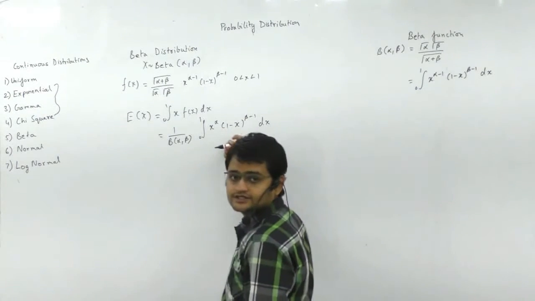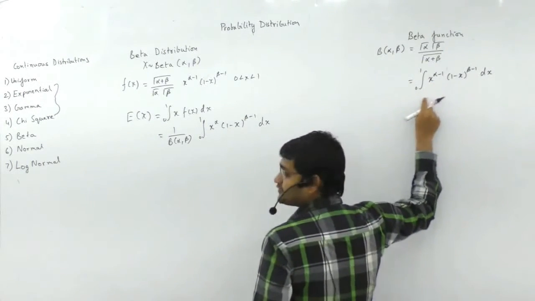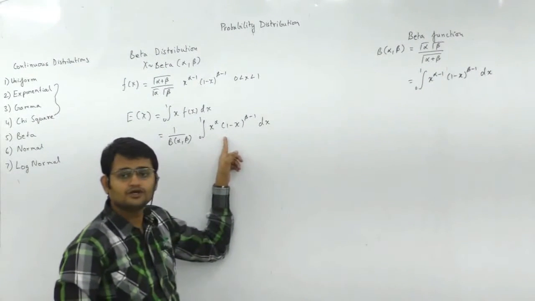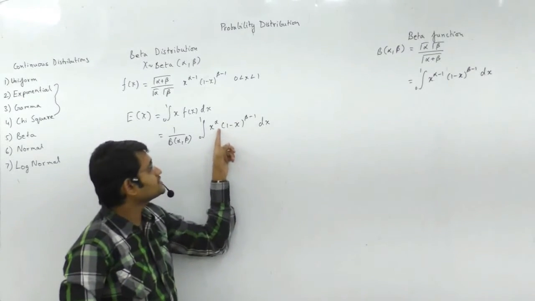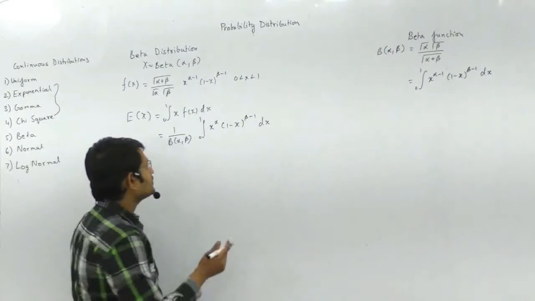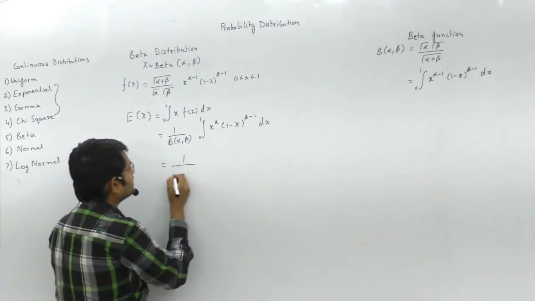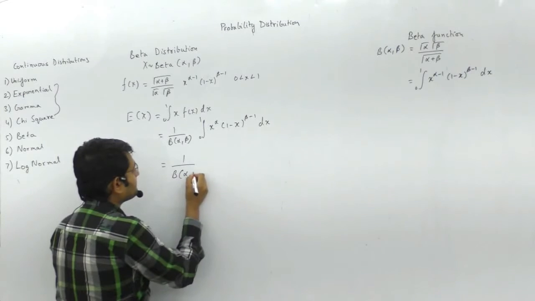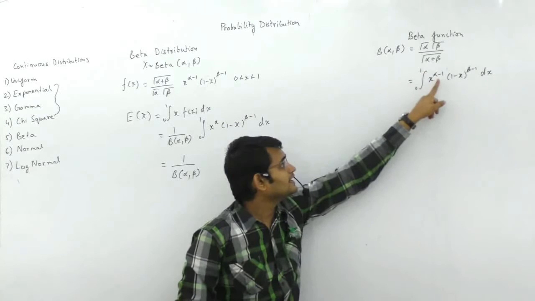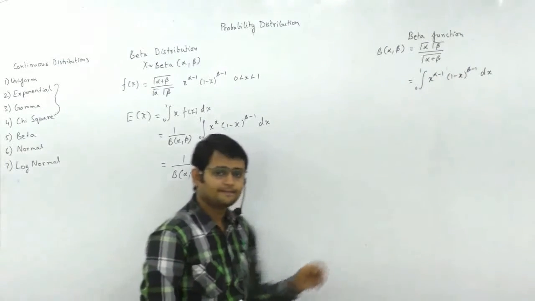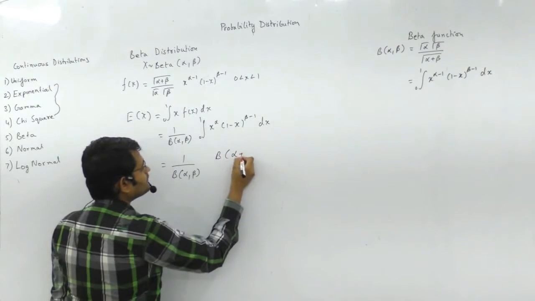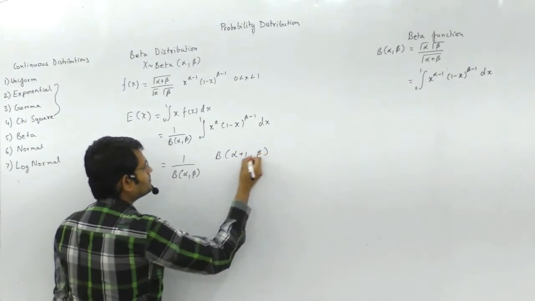Now again, this is very similar to the integration form of our beta function. The difference again is that there we had alpha minus 1, here we have alpha. So what we do is the same thing: if I put alpha plus 1 instead of alpha, I'll get alpha here. So this is nothing but beta of alpha plus 1 comma beta.